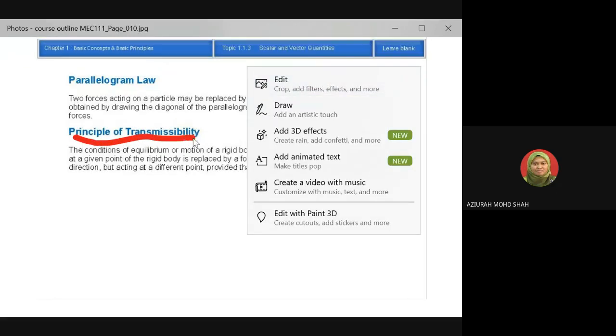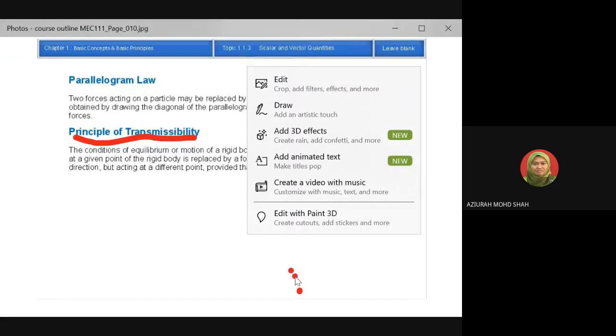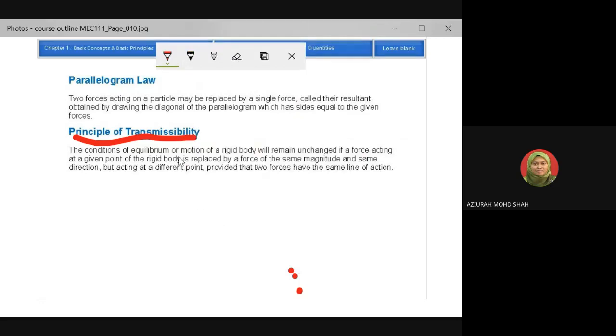Principle of transmissibility. You will see this principle in chapter 3. Start chapter 3 you akan jumpa. So kena tahulah, nanti dia tanya what is principle of transmissibility. So you kena tahu apa yang you buat sebelum ni.